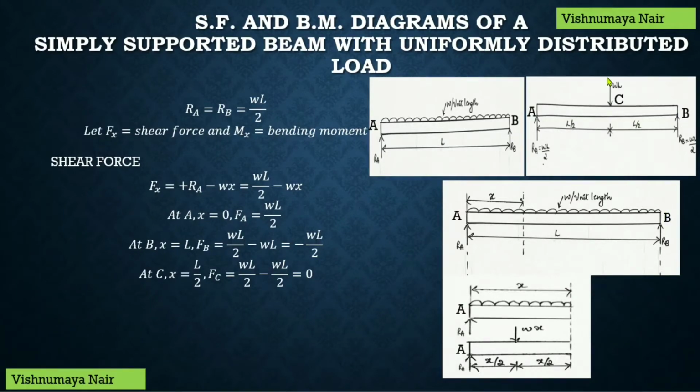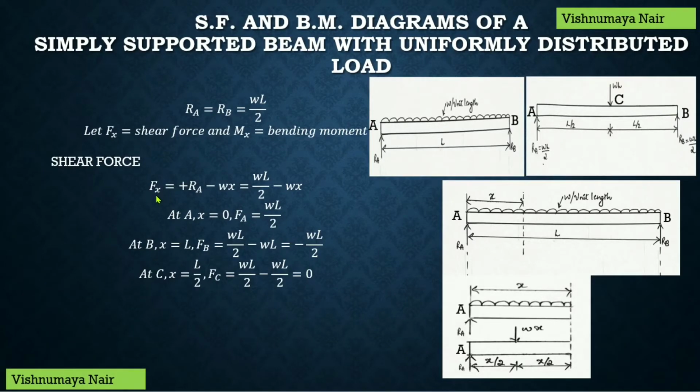Now at this point C, we'll have FC equal to WL by 2 minus Wx. In the place of x, just substitute L by 2. Therefore, WL by 2 minus WL by 2, which is equal to 0. Therefore, the shear force is 0 at this point, that is at the center of the beam.